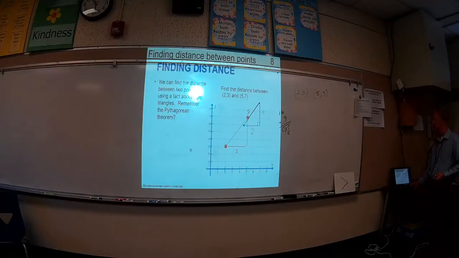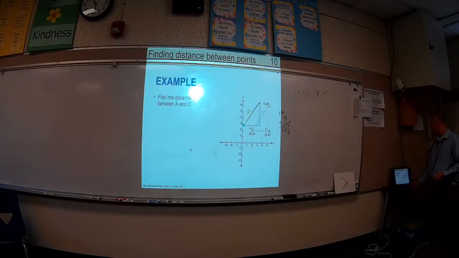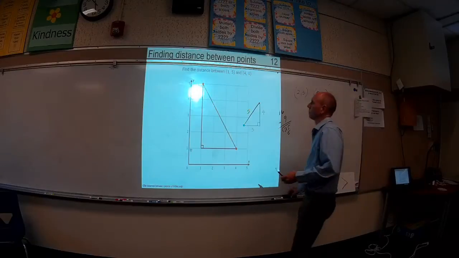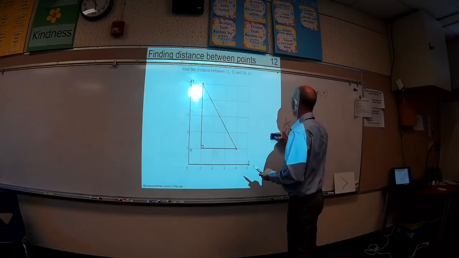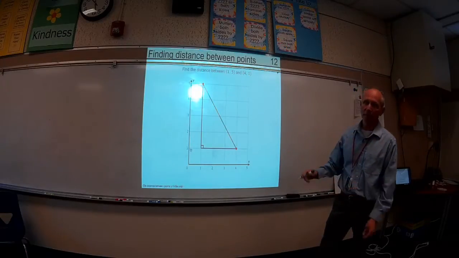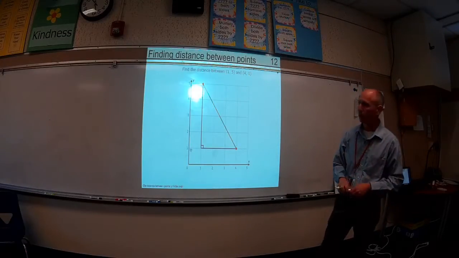Two comma 3, 5 comma 7, that's what we just did. This time we're gonna do 1 comma 5 and 4 comma 1. Next box on your graph paper.